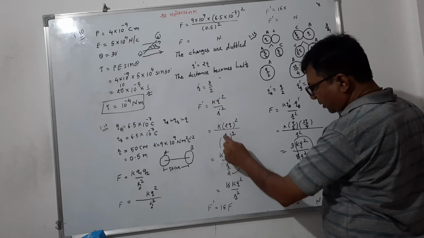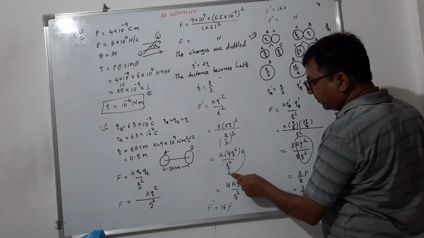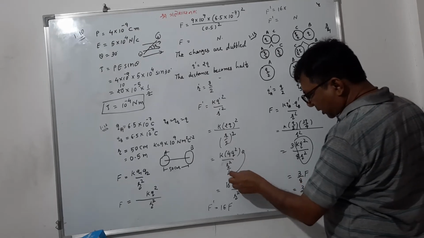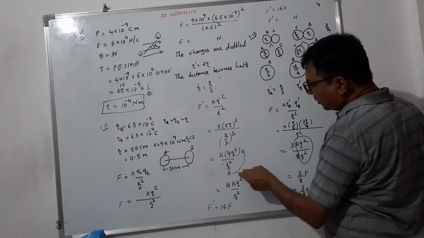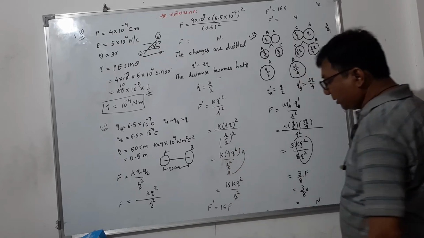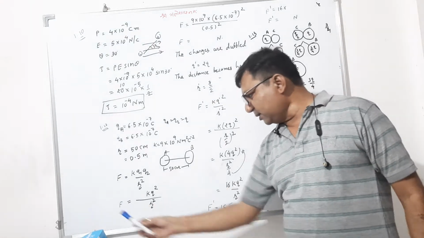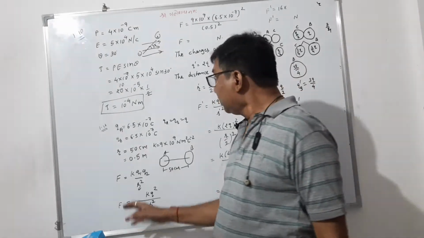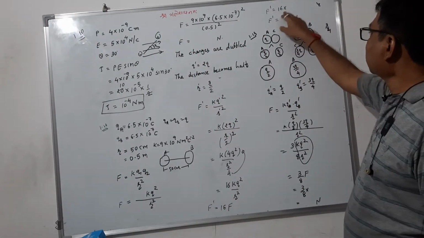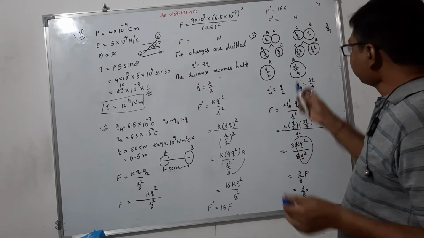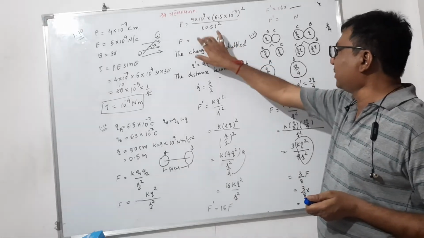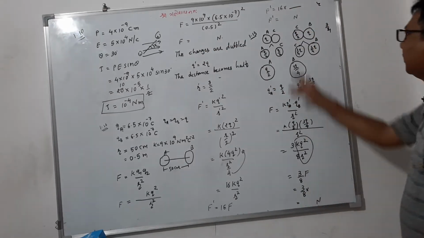So 2 square is 4, and r by 2 squared is r square upon 4. The 4 goes upside. So 4 fours are 16 k q square upon r square. But k q square upon r square is nothing else but F, which was found here. So you have to apply the values, 16 into the value you found from here. You can apply it over here and you will get F dash.